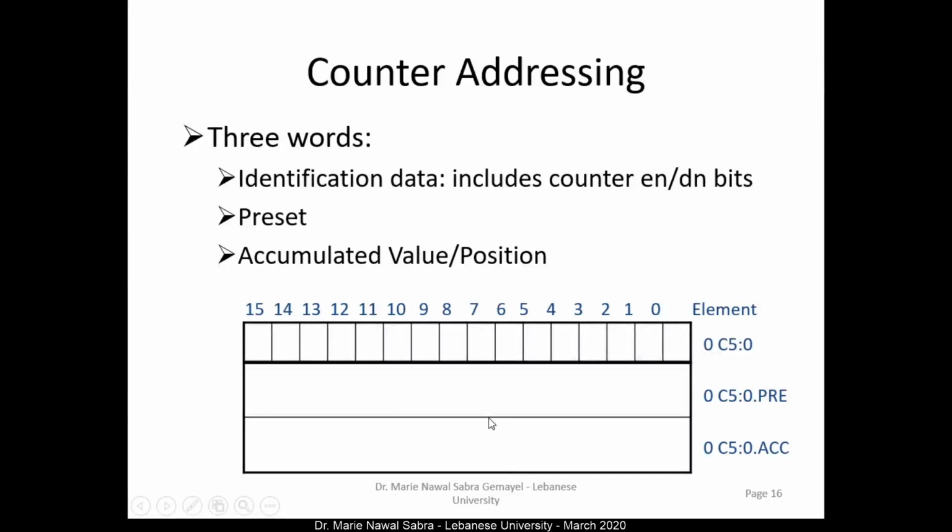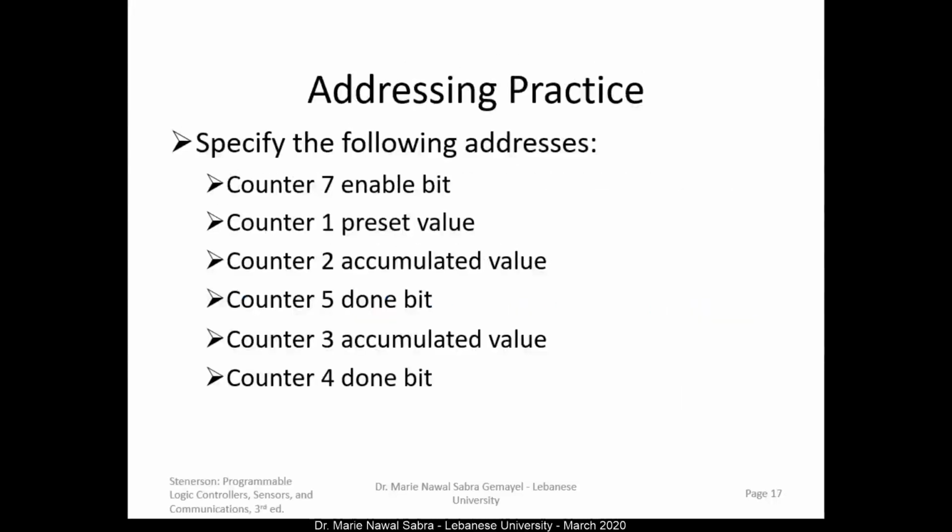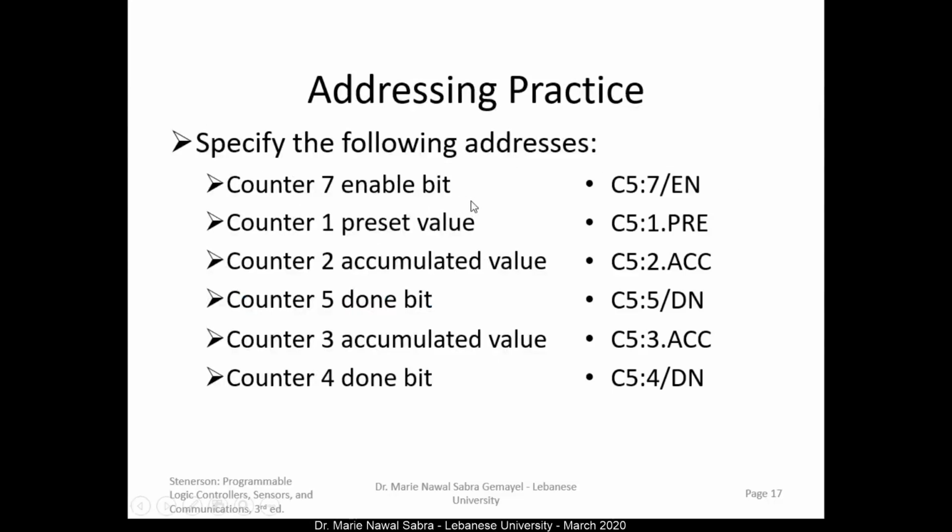Counter addressing is very similar to timer addressing because they also need 3 different words. They have a preset value and accumulated value. Of course, counters work in a different way with respect to timers. We have a special chapter for timers and counters. We have also elements. We have bits. We need from them the enable bit and the done bit of the counters. We also address them in a very similar way. We have counter 7 enable bit, so this is file number 5 for counters. Number 7, this is the 8th counter, counter number 7 slash enable, and the dot for every time I have a word.